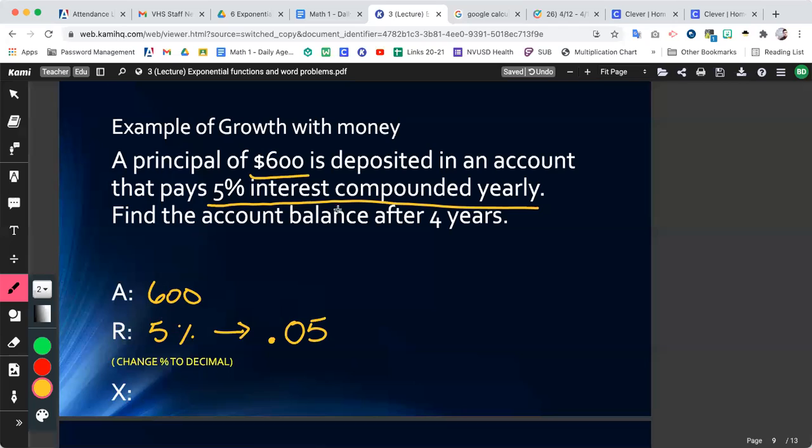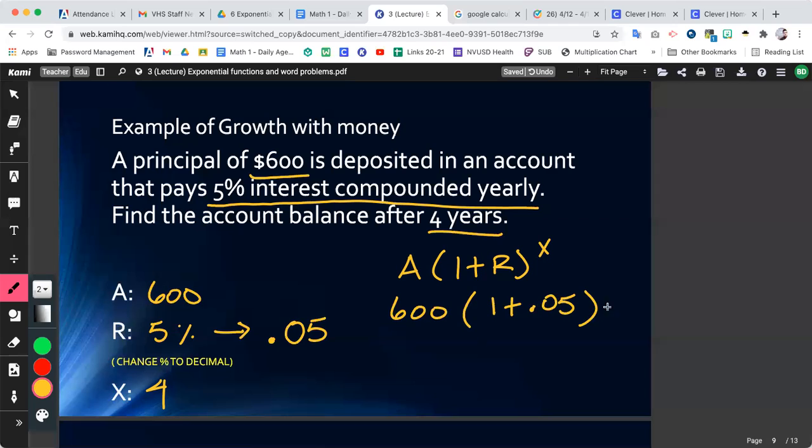Now, the last line, find the account balance after 4 years. What does 4 stand for? X. Very good. This is a growth formula. So our formula is A(1 + R)^X. So let's write out our formula. A is 600. Then I have parentheses, 1 plus 0.05, and X is 4. That is the thing that I'm going to type into my calculator. Does that make sense?